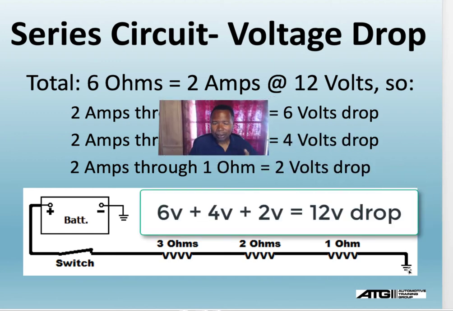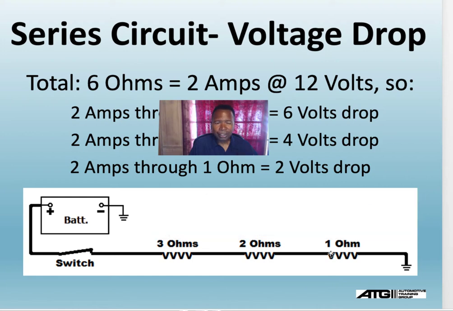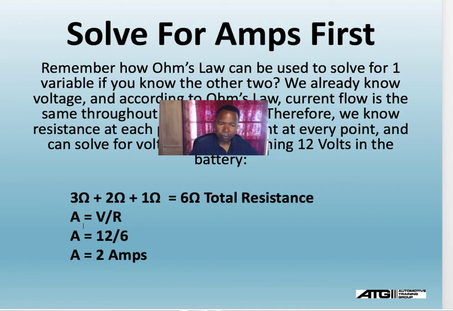If you remember Ohm's law, 2 amps times 3 ohms is 6 volts. 2 amps times 2 ohms is 4 volts. 2 amps times 1 ohm is 2 volts. Add all 3 together, 12 volts, source voltage. And basically what we just did here.